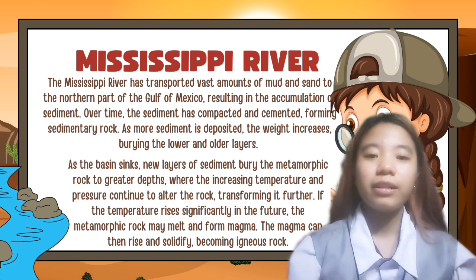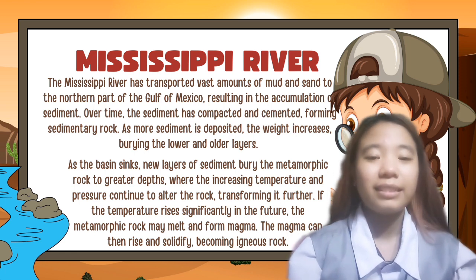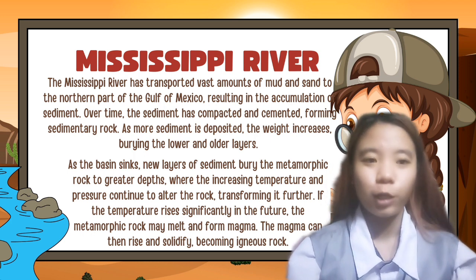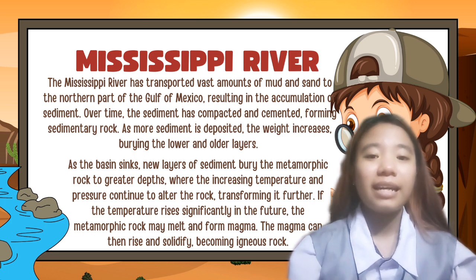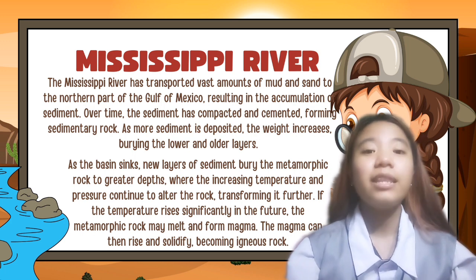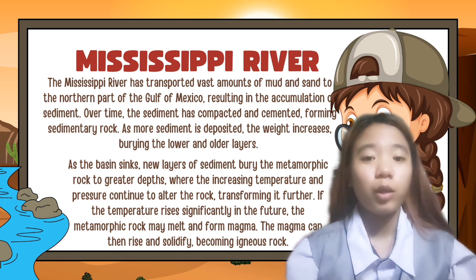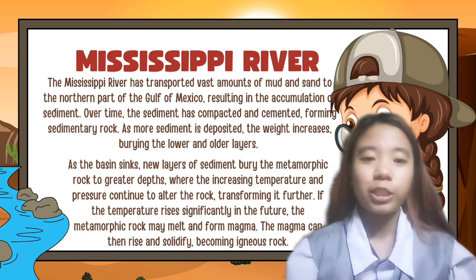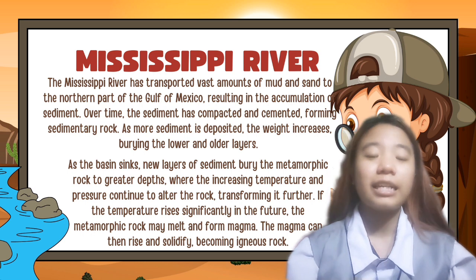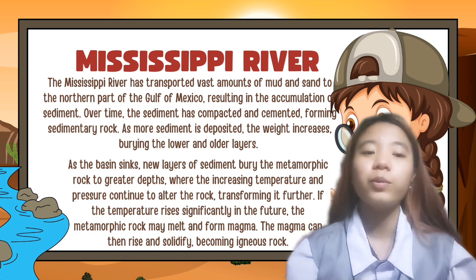The Mississippi River has transported vast amounts of mud and sand to the northern part of the Gulf of Mexico, resulting in the accumulation of sediment. Over time, the sediment has compacted and cemented, forming sedimentary rock. As more sediment is deposited, the weight increases, burying the lower and older layers. This burial process raises the temperature and pressure, causing changes in minerals and texture, transforming the sedimentary rock into metamorphic rock.